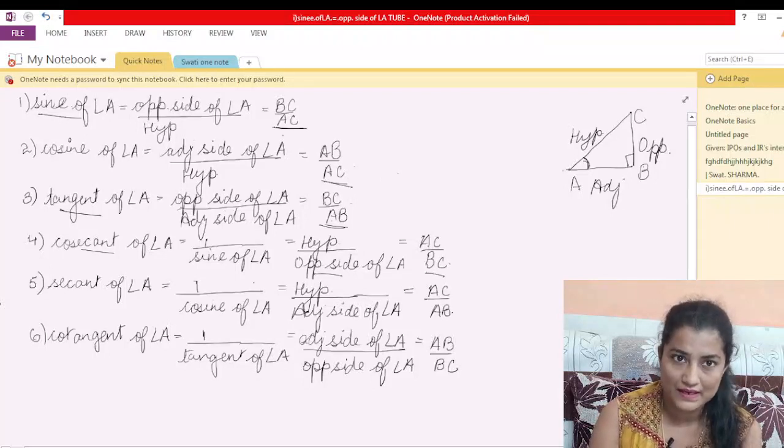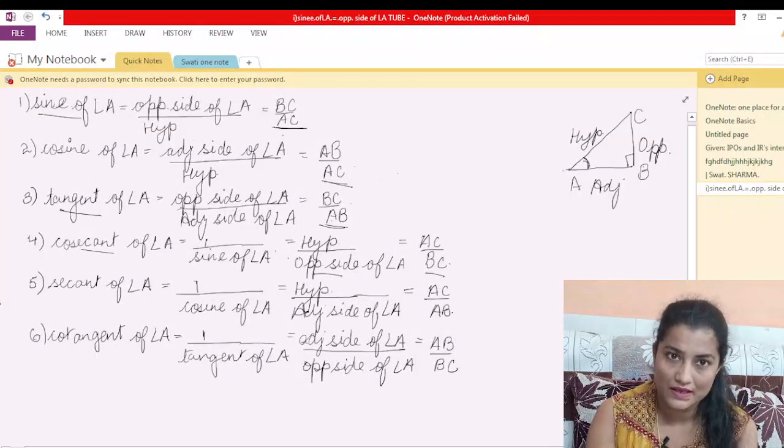Now secant of angle A. Secant of angle A will be 1 upon cosine of angle A, where cosine of angle A was adjacent side of angle A divided by hypotenuse. So in the figure, adjacent side is AB and hypotenuse is AC. So reverse of it, secant of angle A will be AC upon AB, right?